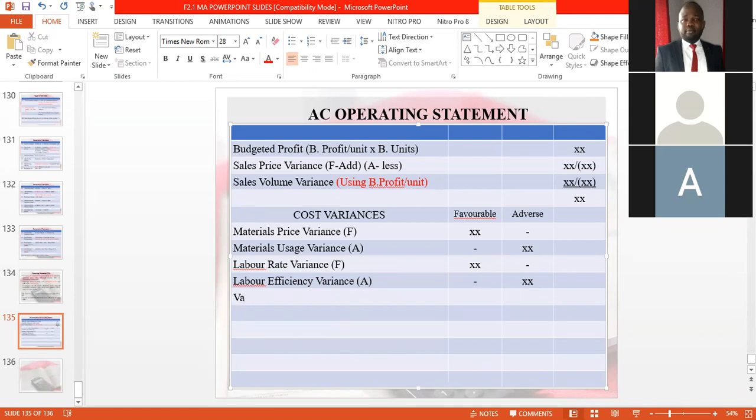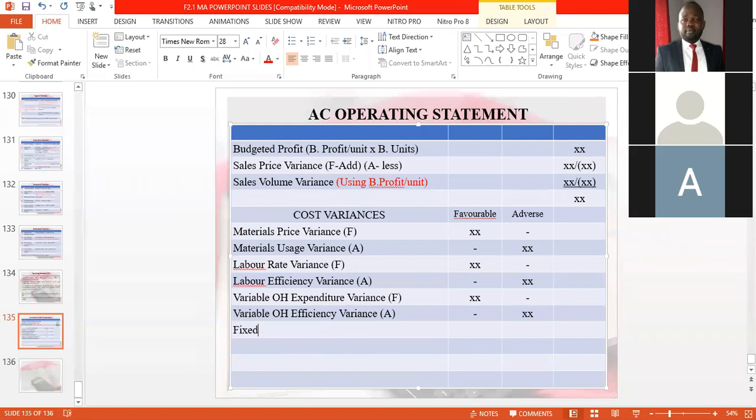Next, variable overhead expenditure variance. Let's assume it is F. Next, variable overhead efficiency variance. Let's assume it is A.